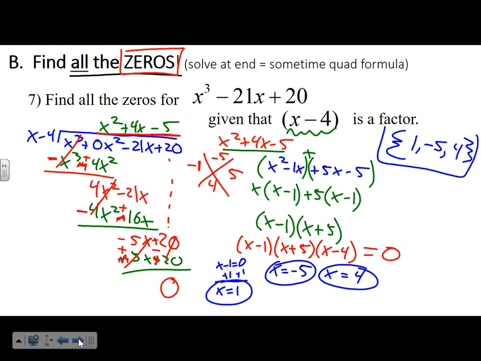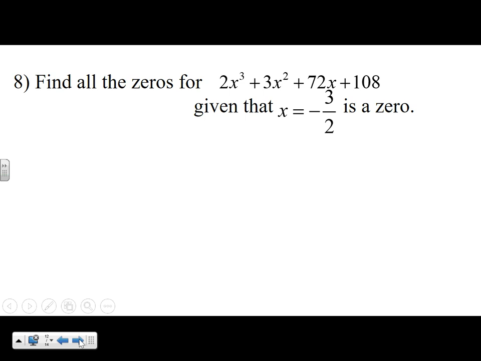So again, sometimes it says find all the factors. Sometimes it will say find all the zeros. It doesn't matter which way you do it. The good news, if it says find all the factors, then you know this one can be factored, this answer that you got once you divide it. So let's look at one or two more of these.